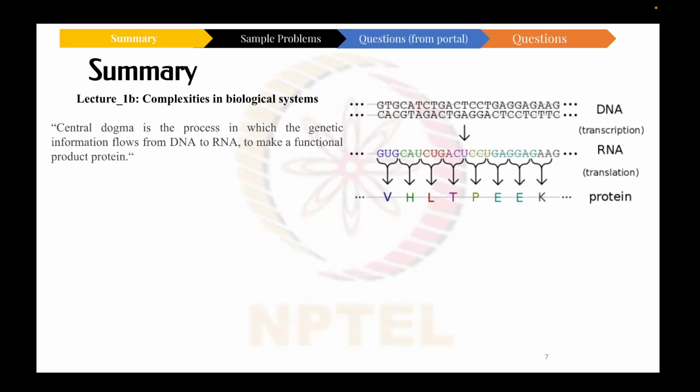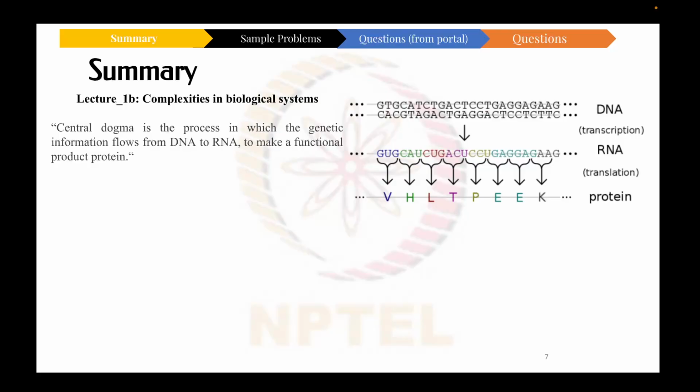Followed by that we have transcription. In transcription, a specific segment of DNA or a gene is used as a template to synthesize a complementary RNA molecule. The RNA molecule called mRNA carries the genetic code from DNA to the cellular machinery responsible for protein synthesis.